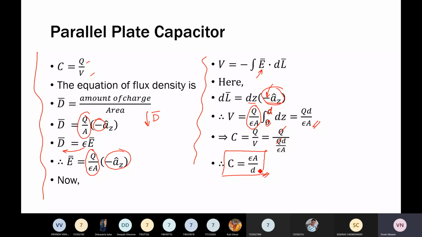Now, what kind of numerical will be asked? You will be given epsilon, you will be given A, and you need to find d. Okay, sorry, you will be given d and you need to find C. It could also be that you will have an expression of E bar, an expression of dL bar, an expression of D bar, and accordingly you have to solve it. So you will have this derivation as part of the exam, and understand how we end up with this formula C is equal to epsilon A upon d, a straightforward derivation.